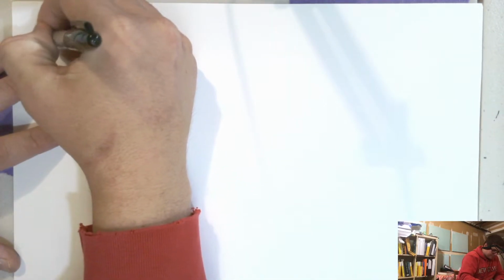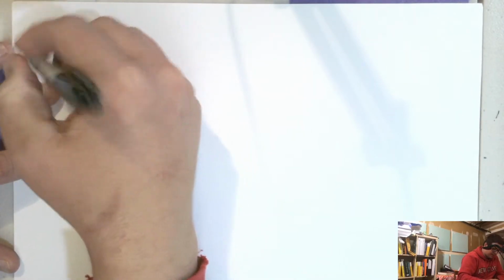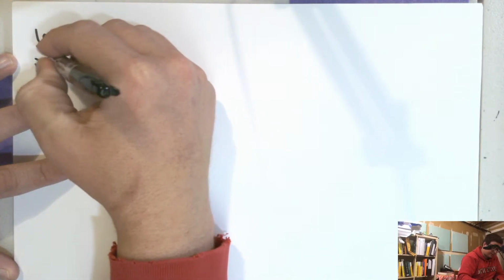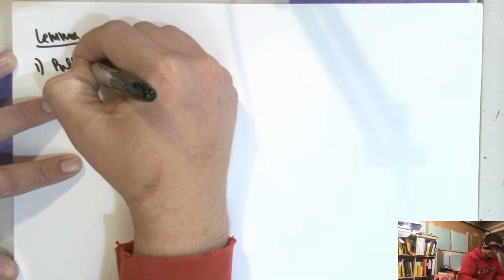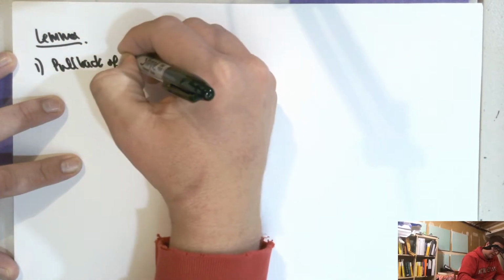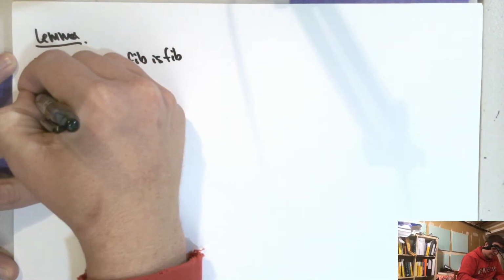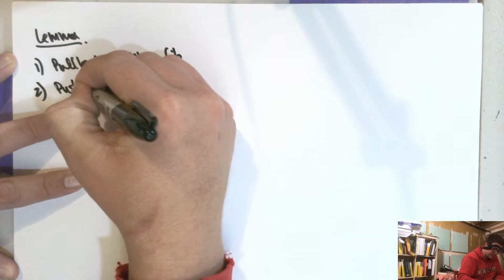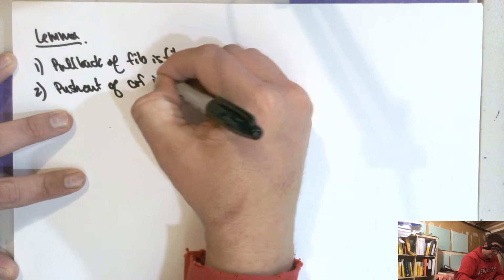Okay, so here's a lemma. It says that the pullback of a fibration is a fibration, and the other thing is that a pushout of a cofibration is a cofibration.